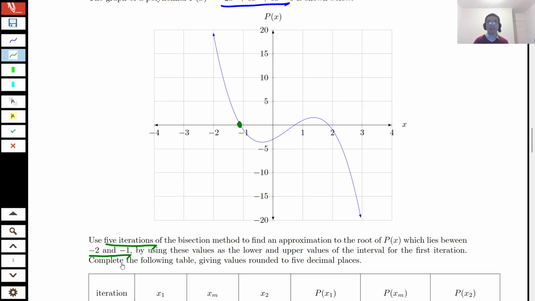Why did I pick -2 to -1? No reason. It's just that it's obvious from the graph. Maybe it's obvious that I could start at -1.5. Maybe it's not. But let's keep things simple.